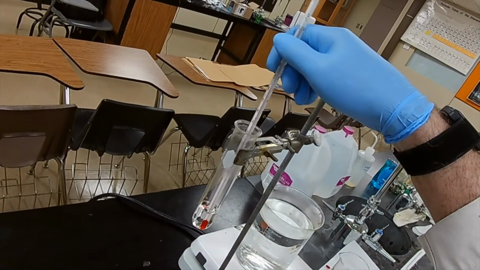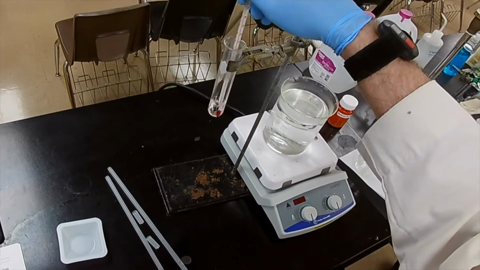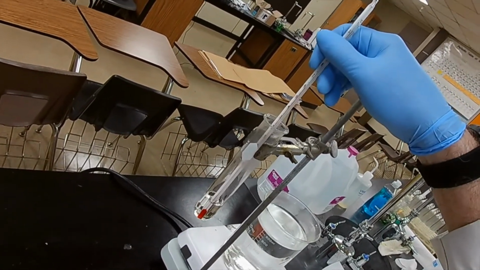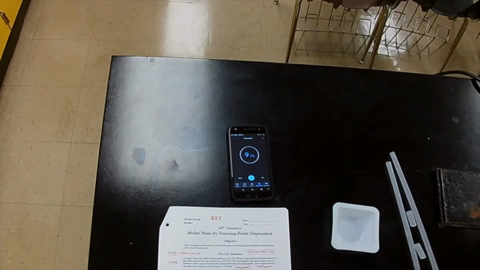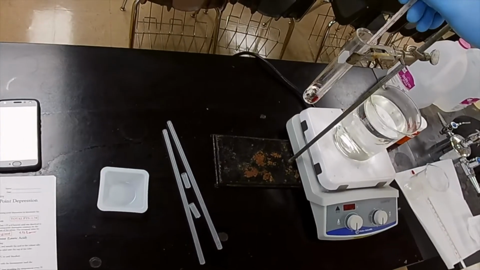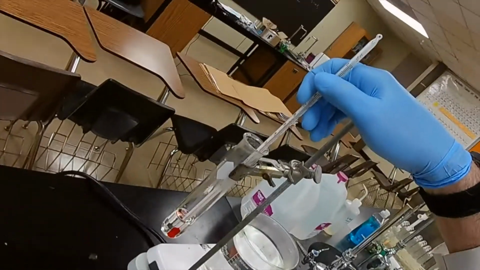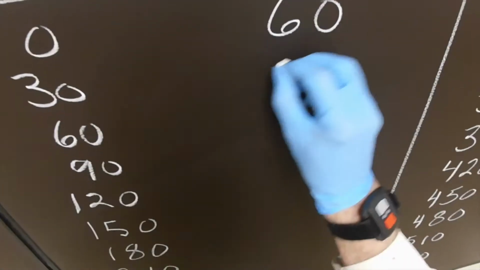Okay. 62. 61. Almost there. And go. So that's 60 degrees at time 0. And at 30 seconds, we will take another measurement. 20 seconds. All right. 8, 9, 58. So we're at 60. And 58.